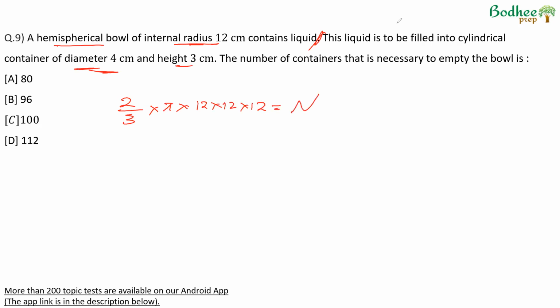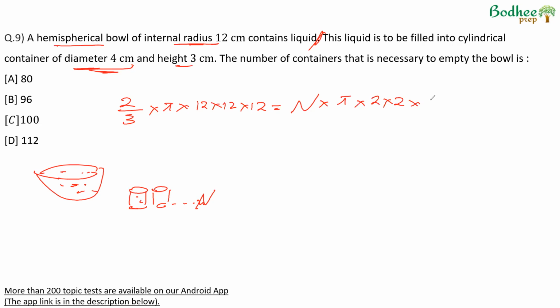Suppose n numbers of cylindrical containers are used to empty this bowl. A hemispherical bowl, it is poured into cylinders. Suppose n cylinders are used. The total volume of the bowl should be equal to the total volume of the cylinders. Total volume of the bowl is equal to n into volume of one cylinder. Volume of cylinder will be pi r square. Diameter 4, therefore our radius will be 2, r square into height 3. All the sides are in centimeter. So we solve for n from here.